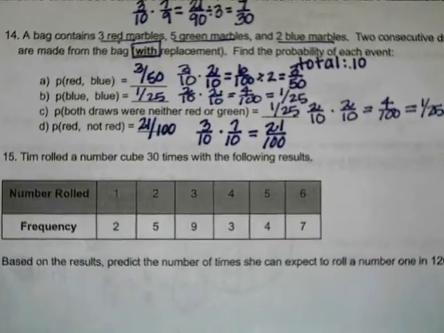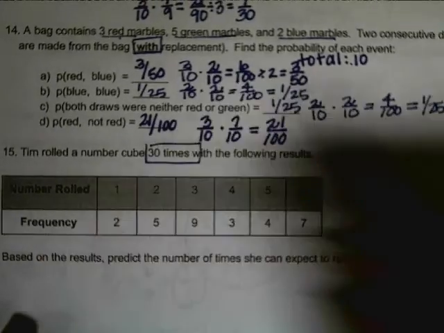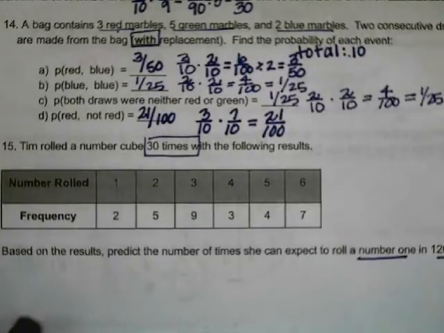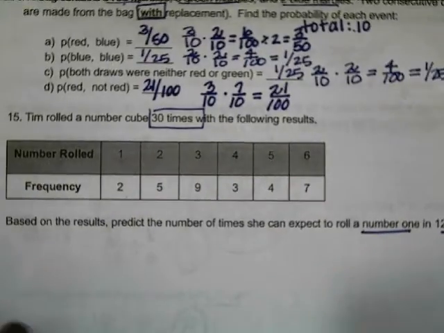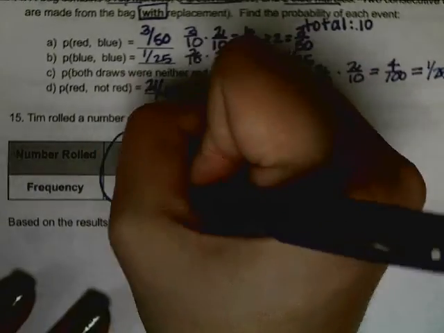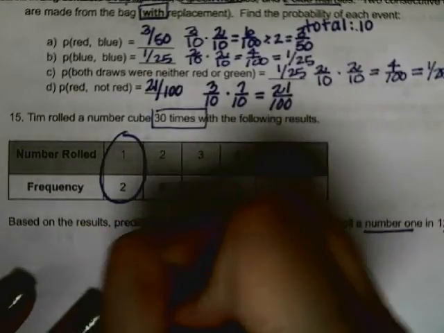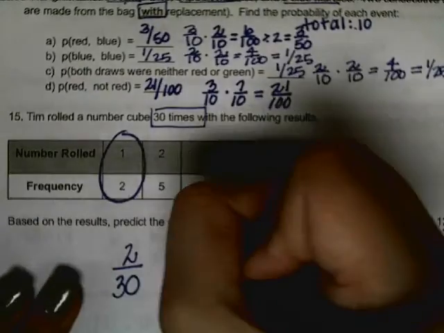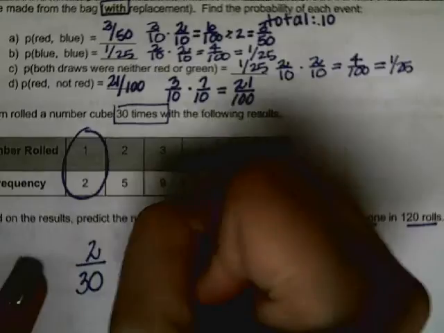Question 15. Tim rolled a number cube 30 times with the following results. Based on the results, predict the number of times he can expect to roll a number 1 in 120 rolls. What I want to do is look at what I know. I know that Tim rolled 2 number 1s out of 30 times. I want to predict how many times Tim will roll a number 1 if he rolled 120 times.